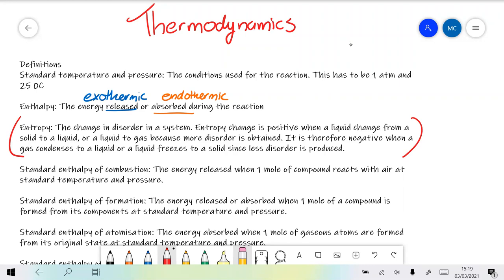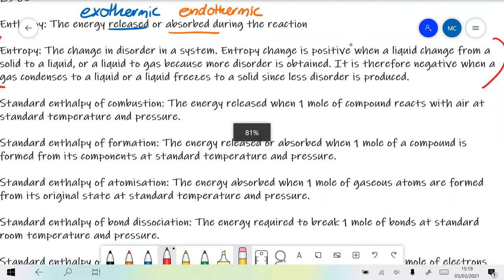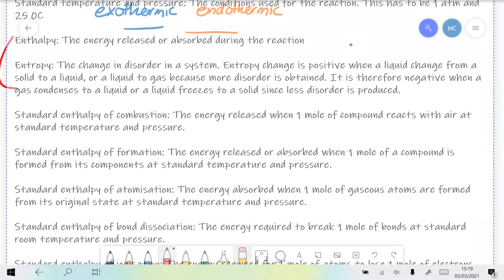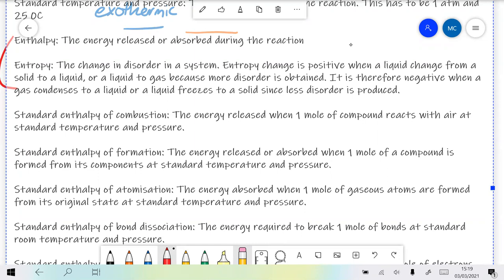For today, the two most important definitions are going to be the standard enthalpy of combustion and the standard enthalpy of formation. Let's read them, and then we will discuss what these actually mean. The standard enthalpy of combustion is the energy released when 1 mole of compound reacts with air at standard temperature and pressure. Whereas the standard enthalpy of formation is the energy released or absorbed when 1 mole of a compound is formed from its components at standard temperature and pressure.